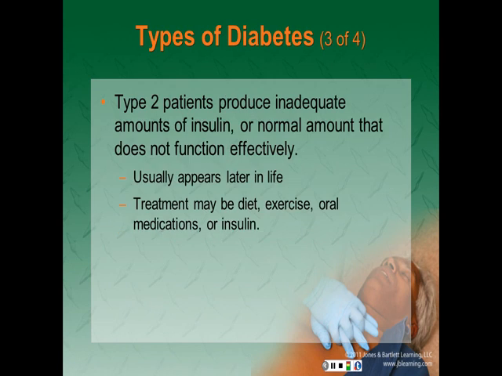Type 2 diabetes patients produce inadequate amounts of insulin, or a normal amount that does not function effectively. This usually appears later in life, and treatment may consist of diet, exercise, oral medications called hypoglycemic agents, or supplemental insulin. Non-insulin type oral medications stimulate the pancreas to produce more insulin, and some of these are Diabinese, Orinase, Micronase, Glucotrol, Glucophage, and Avandia.